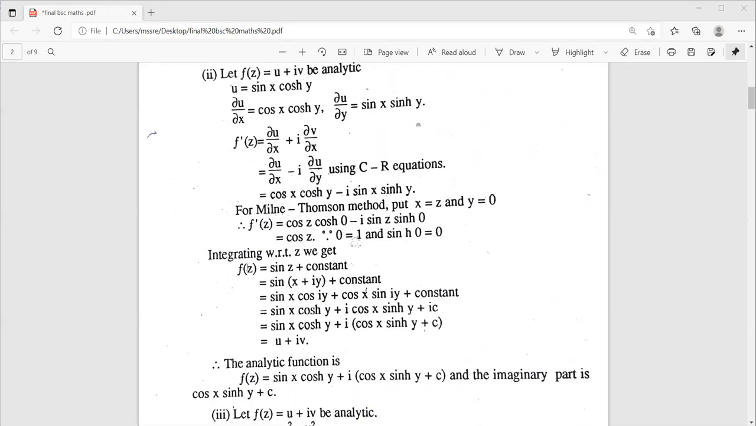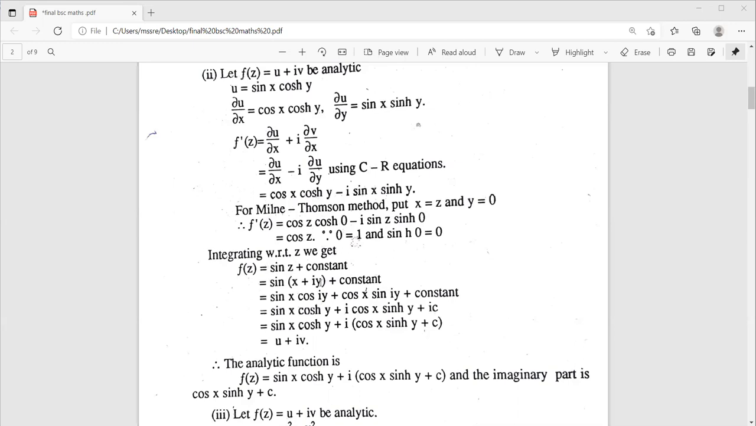Remember this. Next, if you substitute there, you will get f dash of z equals cos z, because cos hyperbolic 0 is 1 and sin hyperbolic 0 is 0. So f dash of z is cos z. Integrating both sides with respect to z, we get f of z equals the integration of cos z, which is sin z plus constant, because after integration you will get a constant of integration. Next, this is sin of x plus iy, since z is x plus iy, plus constant.